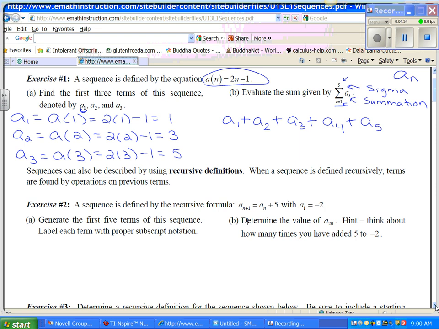So sequences can also be described using recursive definitions, and this is really important, okay? Recursive is going to be a big thing for this unit. So make sure that whenever we see recursive or recursively or recursion, we think along the same lines. Sequences can be defined using recursive definitions. When a sequence is defined recursively, terms are found by operations on the previous term.